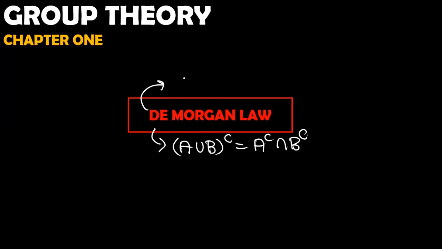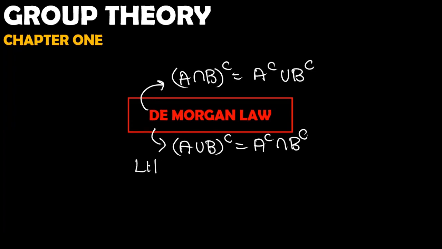Our next topic is De Morgan's law. A very important, very famous law. There are two De Morgan's laws. The first is that the complement of A union B is equal to A complement intersection B complement. Similarly, the second De Morgan law is that the complement of A intersection B is equal to A complement union B complement. We can easily prove it.